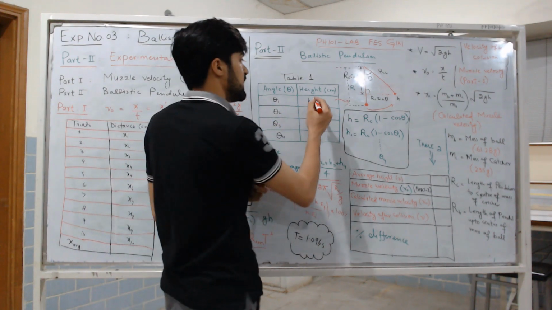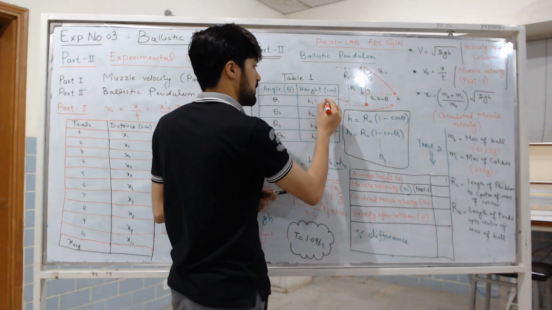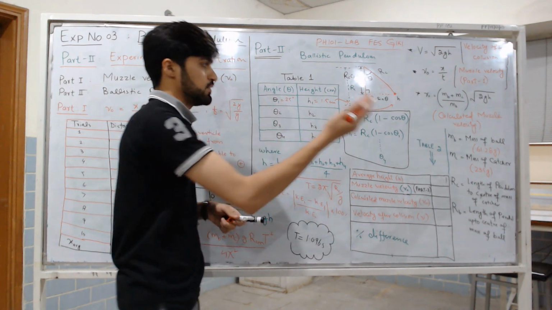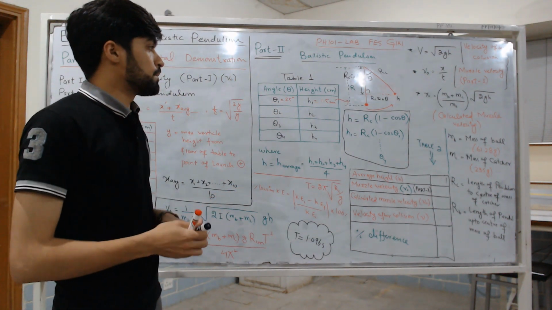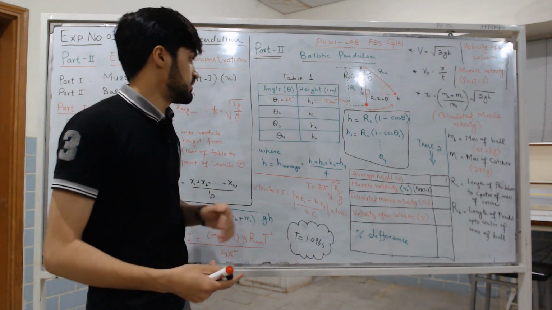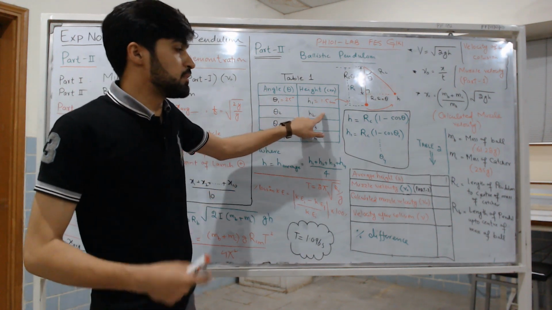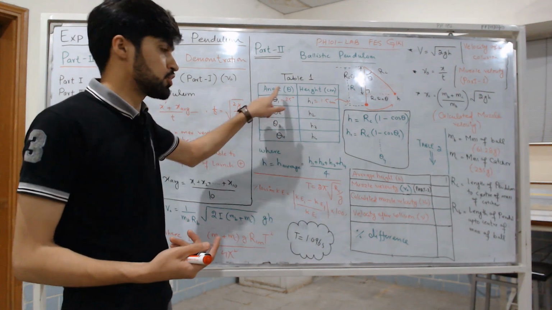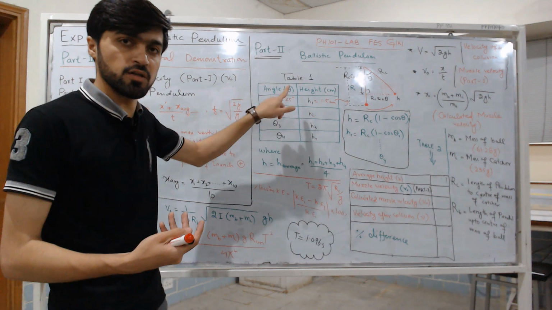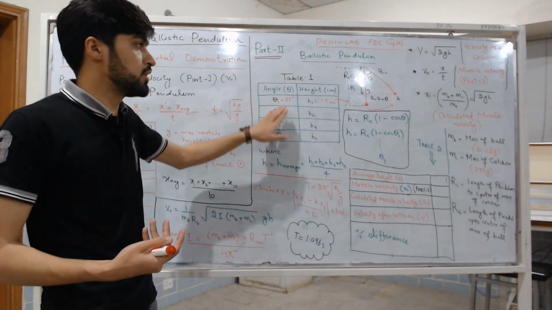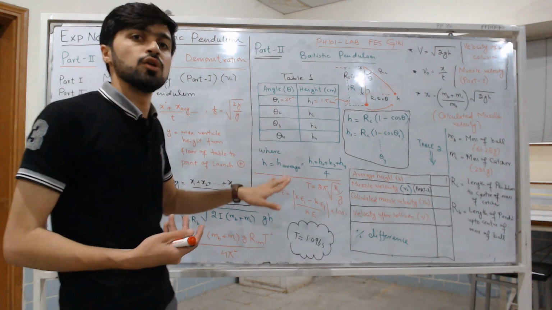Let's say it is 1.5 centimeter, and your theta was, let's say, 25 degree, as we have discussed. So it depends on your calculations and your observations. Theta 2 will be some other value, theta 3 will be some other value. You can do it for the short range, for the long range, as well as for the medium range.